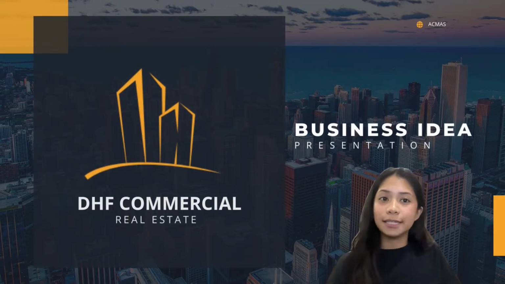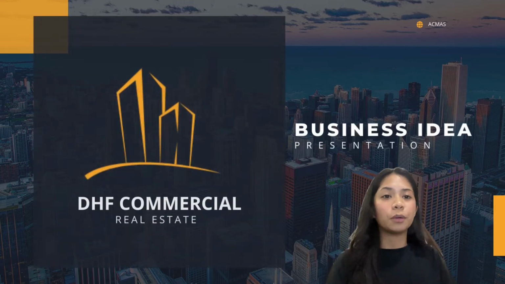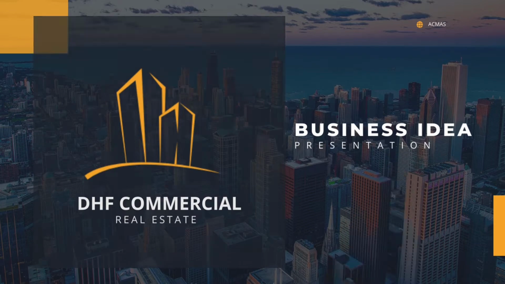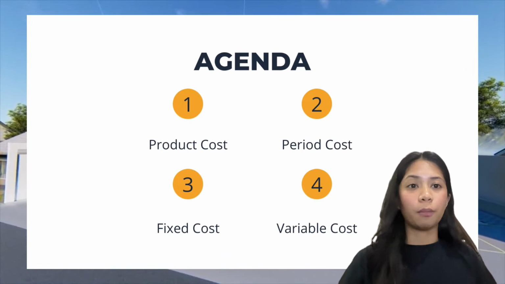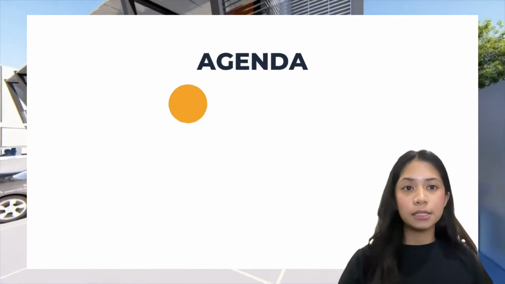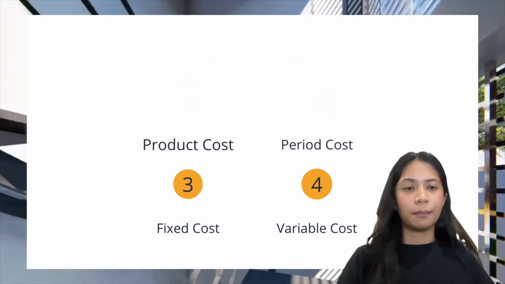Everyone, today we're going to discuss the business idea for our DHF commercial building from DHF Commercial Real Estate. So the agenda or topics we're going to discuss for the commercial building is first the product cost, second is the period cost, third is the fixed cost, and fourth is the variable cost.